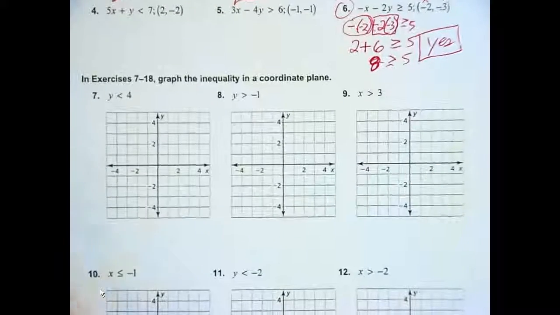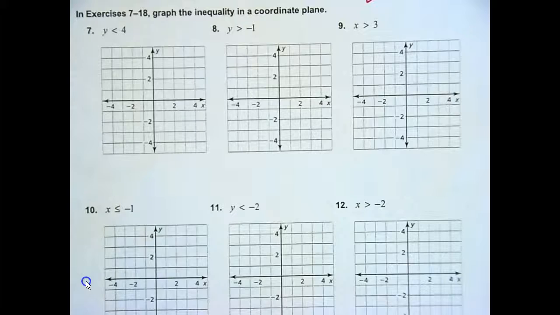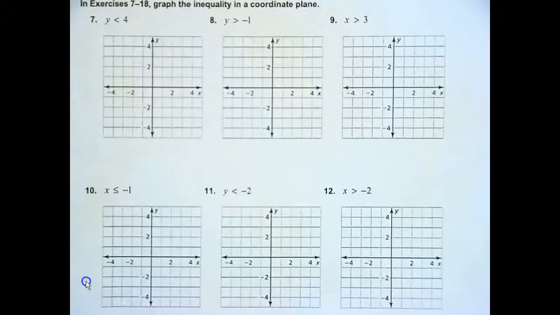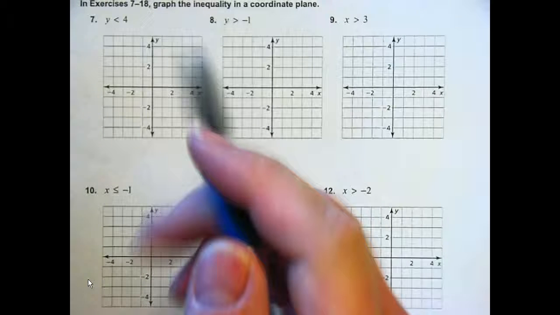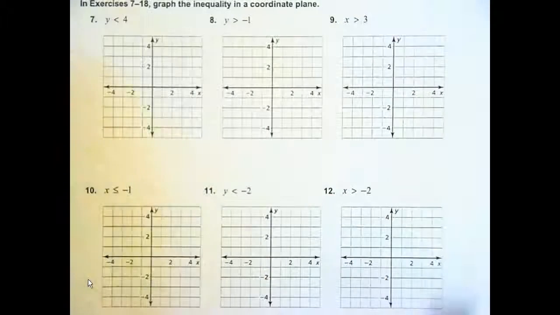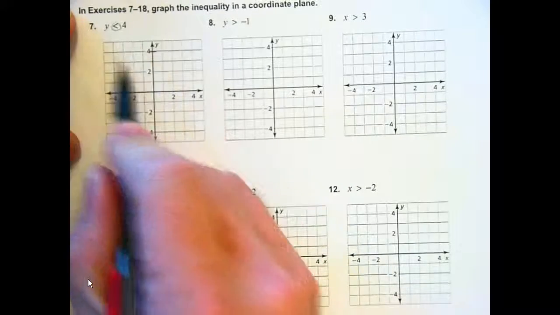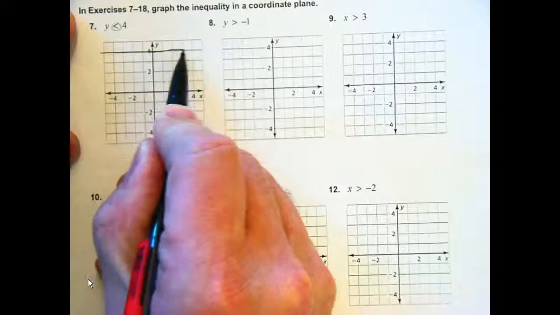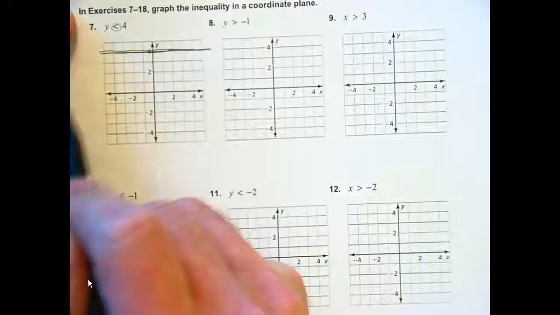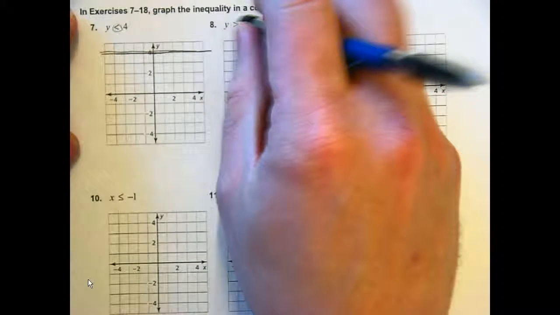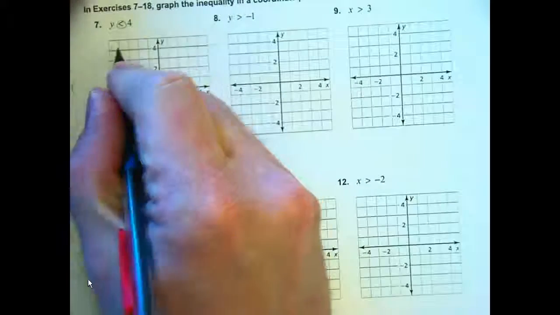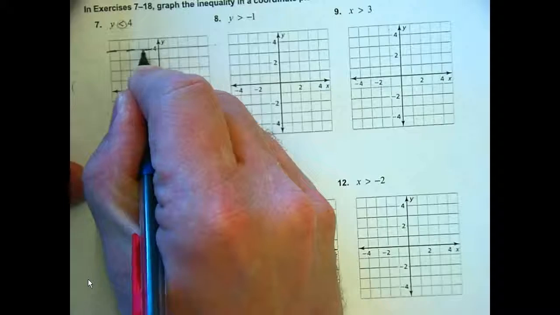Try number 7. I want you to graph it. Work together with a partner there. Y is less than... This equation only has a y in it. That means it's only going to cross the y-axis. It crosses at 4. Now if I draw it in here, what's wrong with it? That's a solid line. It should be dashed. It doesn't have the equal to symbol, so you need that dashed line.